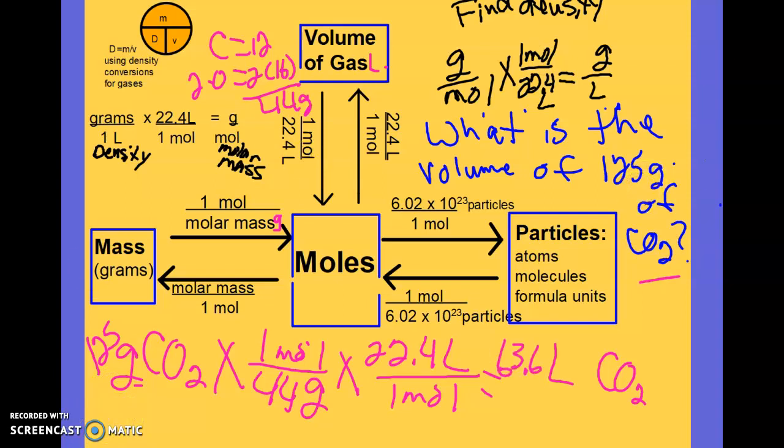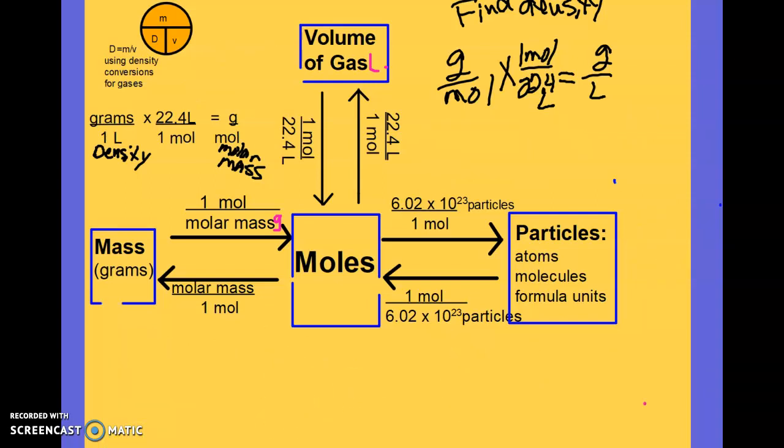Okay, so this is the answer I came up with. I took 125. Remember, we're going to multiply everything on top: 125 times 1 times 22.4. Then I take that answer, everything multiplied together, and divide by everything on the bottom, which is 44 times 1, and that will give me my answer. Hopefully that helped.